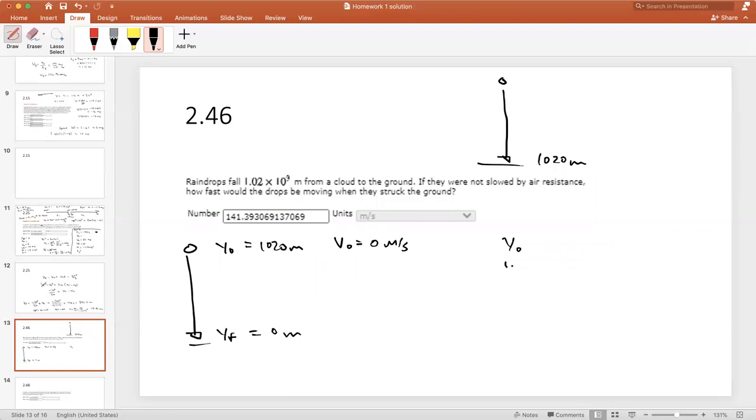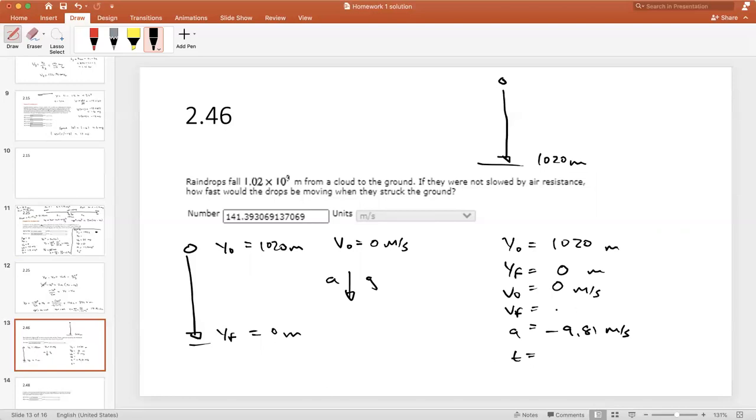Write my variables. The initial, final, A and T. Remember that A is G and it's downward, which means this is minus 9.81 meters per second squared, or 9.8 if you want to use that in Wiley. This was 1020, this was 0, the initial was 0, and I need to find V final.